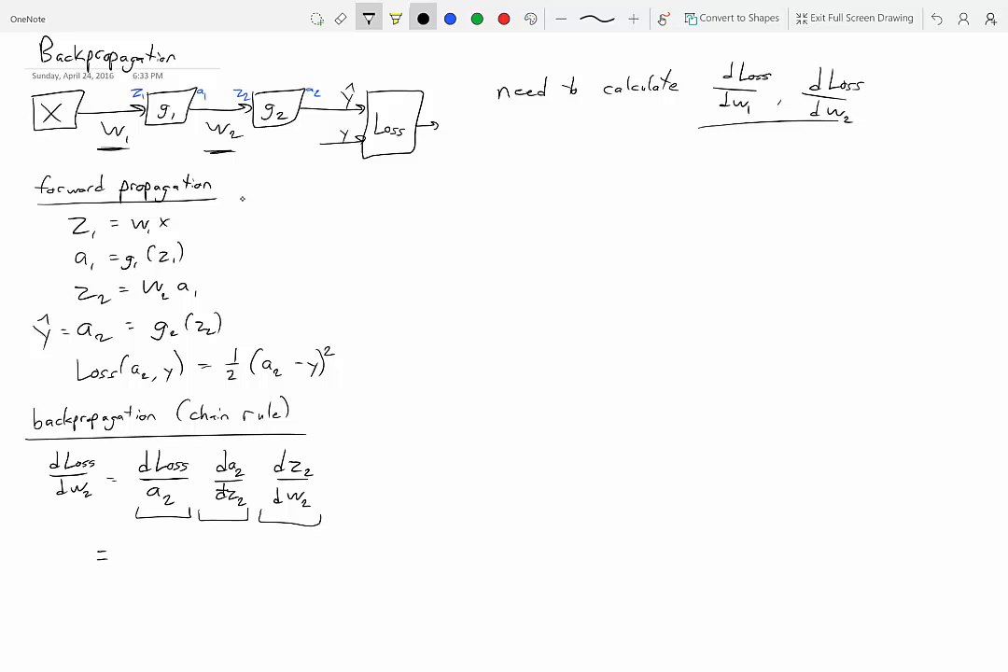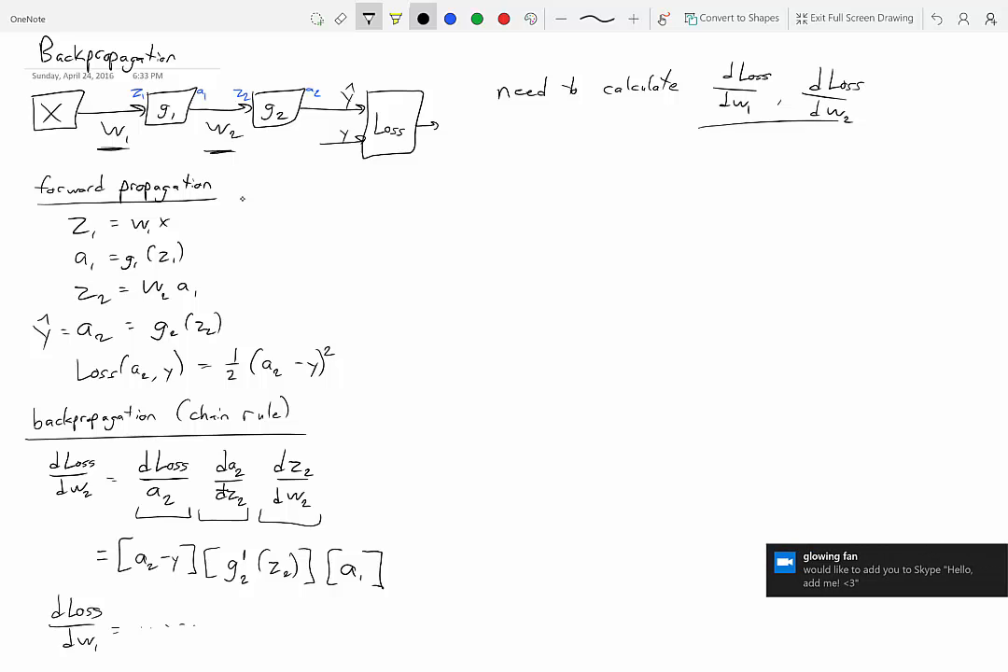So now let's actually calculate all these values. What is dloss/dA2? If I look at my loss, it's just going to be A2 minus y. What is dA2/dZ2? I would be given my function G2, my activation, so it's just G2 prime of Z2. And what's dZ2/dW2? Well, this is just A1. So this is how you would apply the chain rule to do dloss/dW2. And then you could go on and do dloss/dW1, and it'd be a very similar process.